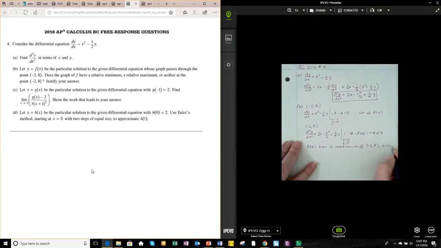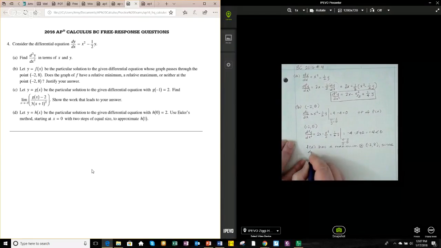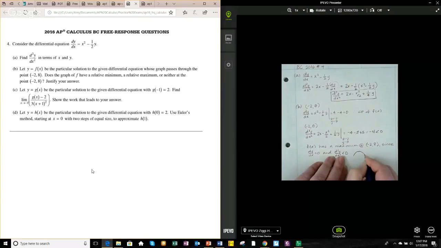since dy/dx is equal to 0, and the second derivative with respect to x is less than 0, meaning it's concave down, and the only place for it to have a 0 slope is on top, which makes that a maximum. And this is the second derivative test.